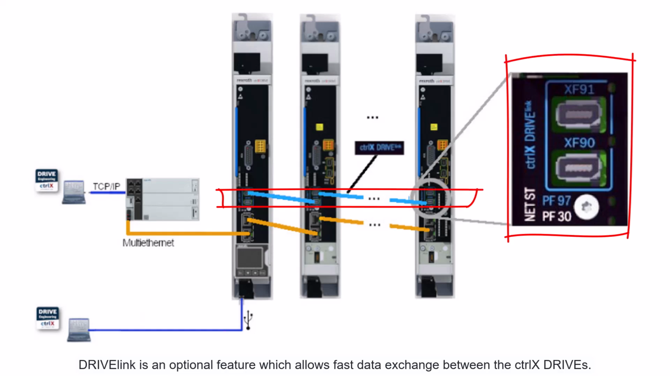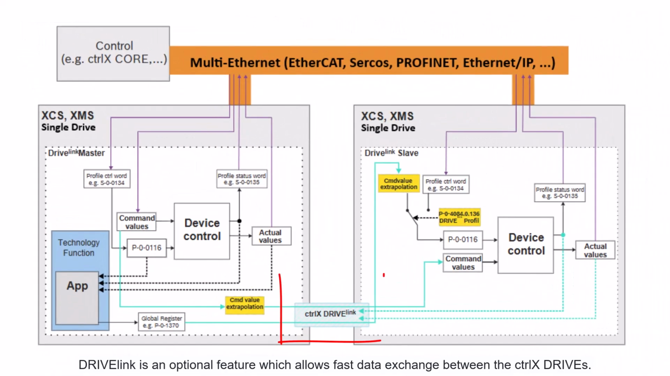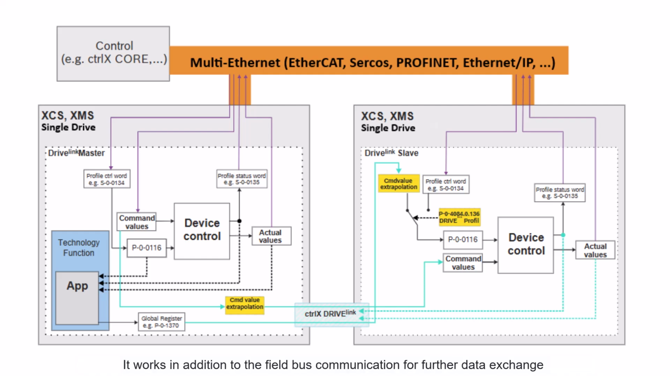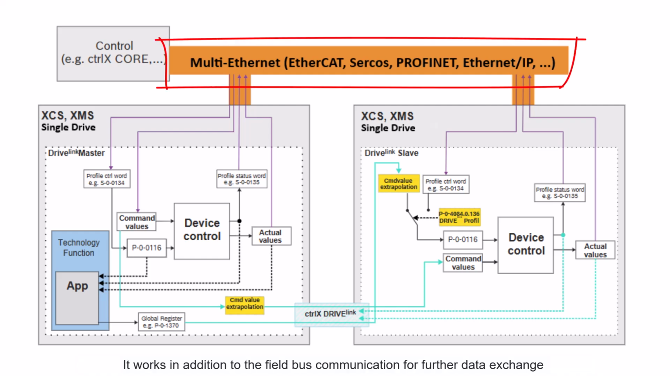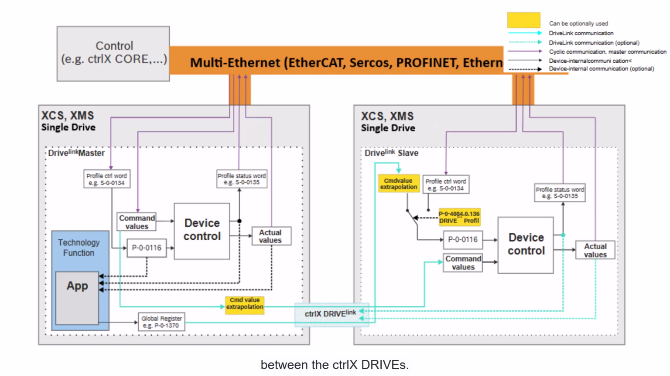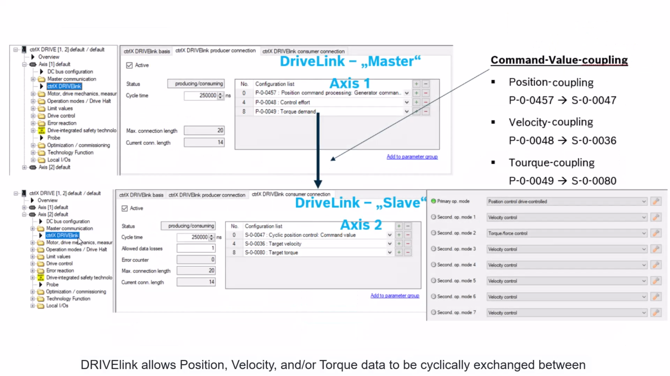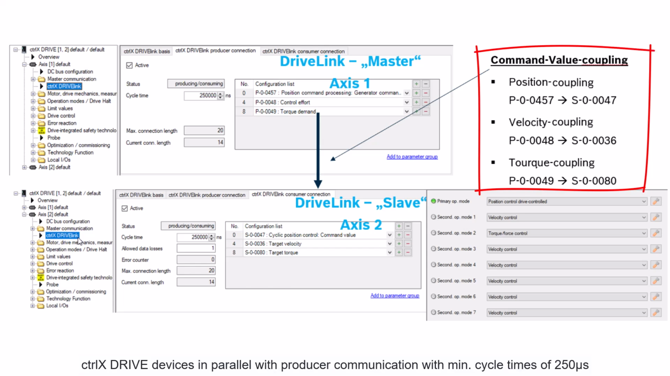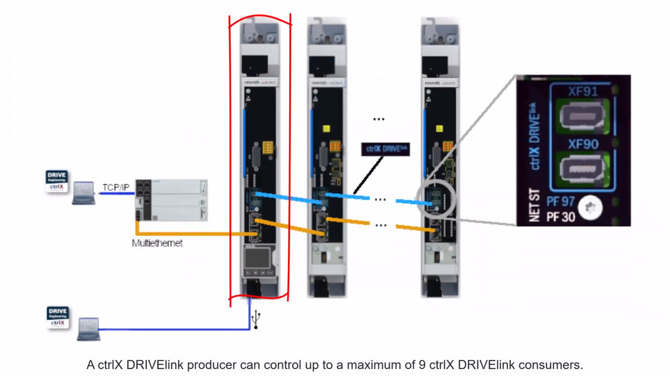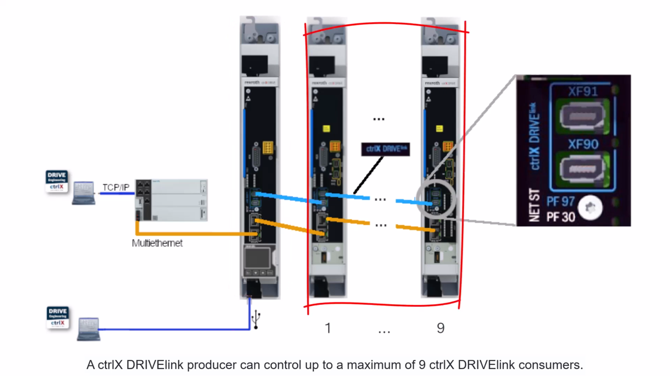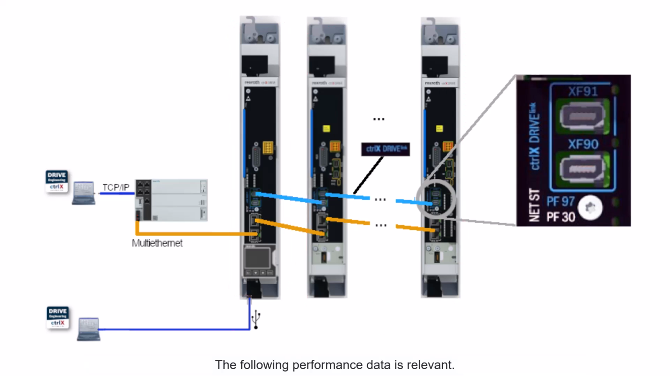DRIVElink is an optional feature which allows fast data exchange between the ctrlX drives. It works in addition to the fieldbus communication for further data exchange between the ctrlX drives. DRIVElink allows position, velocity, and/or torque data to be cyclically exchanged between ctrlX drive devices, in parallel, with producer communication with minimum cycle times of 250 microseconds. A ctrlX DRIVElink producer can control up to a maximum of 9 ctrlX DRIVElink consumers. The following performance data is relevant.